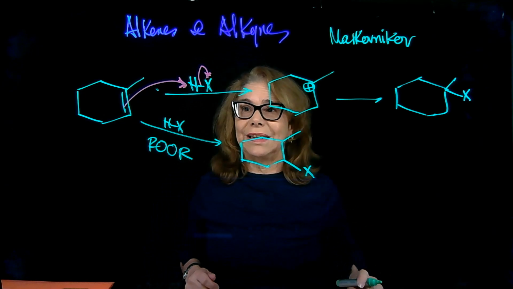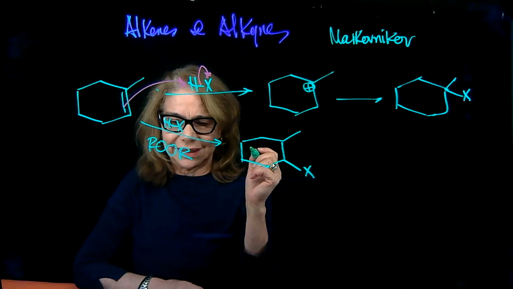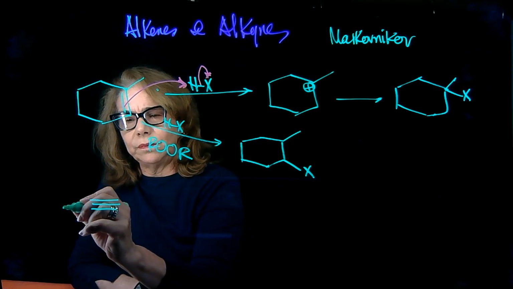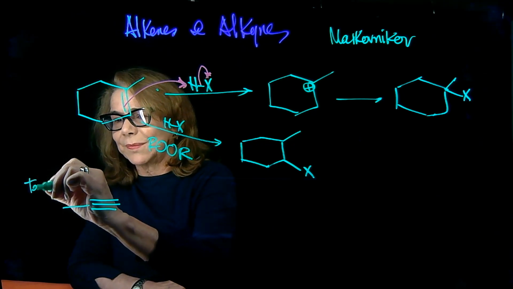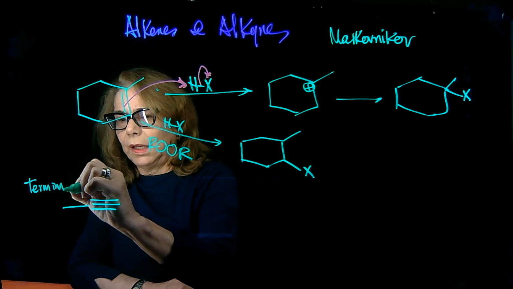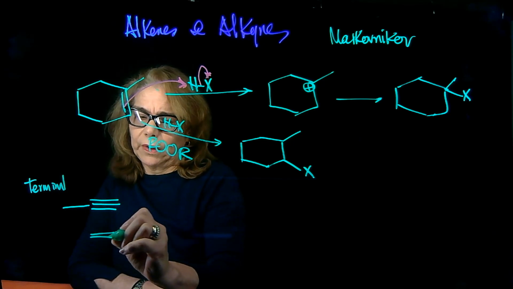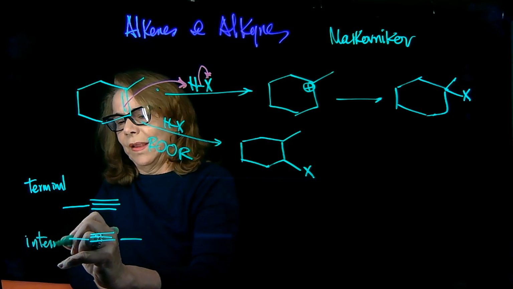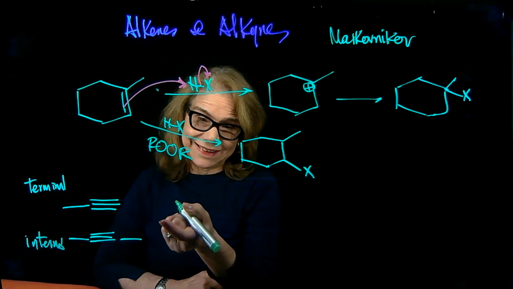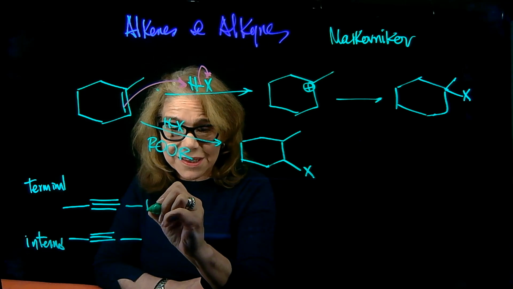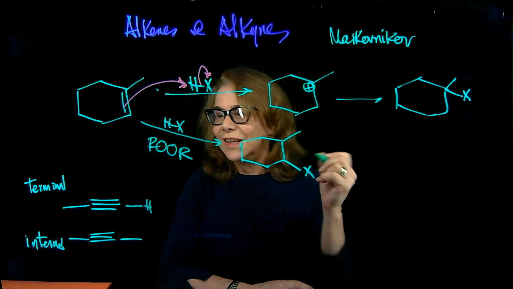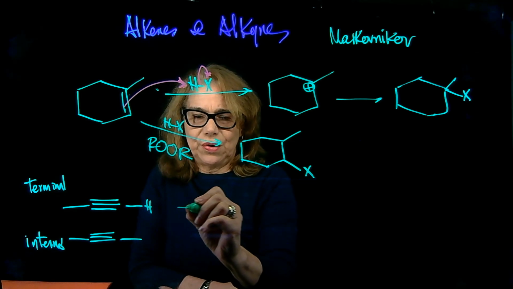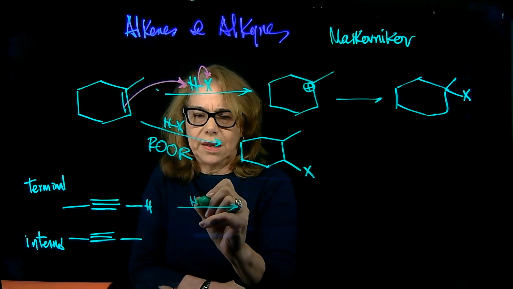Now let's do the alkyne. This was an alkene, and we're going to do an alkyne now. Alkynes can be terminal. This is a terminal alkyne. And there are also internal alkynes. When you have a terminal alkyne, not often drawn, there is an H here, which is acidic. So with terminal alkynes, we're going to be looking at the same reaction.